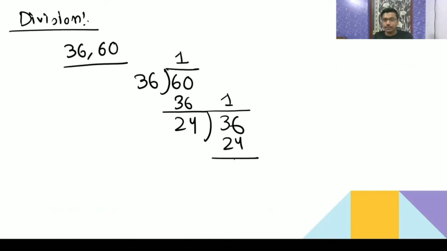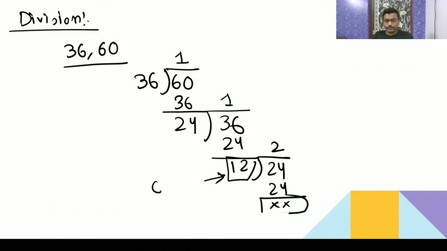Then the remainder is going to be 12. Now this number will become 24. Then if you do 2 into 12, you get 24. When the remainder is going to be 0, the number you are getting here, that is the divisor, that is going to be your GCD. This is another method to find the GCD.